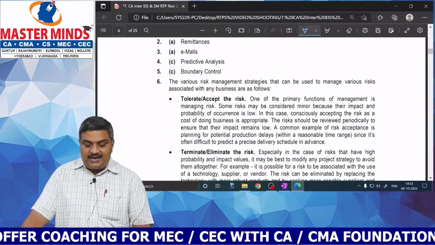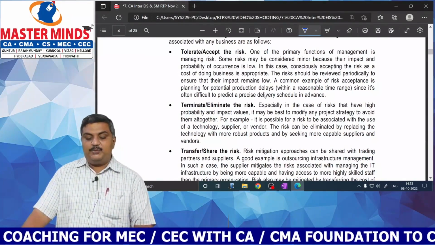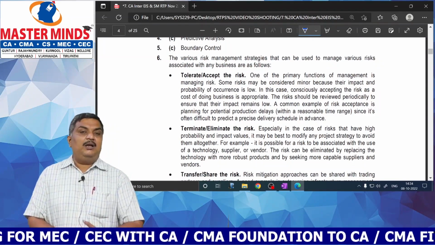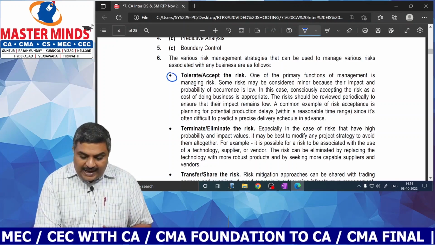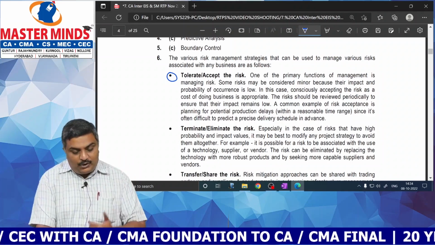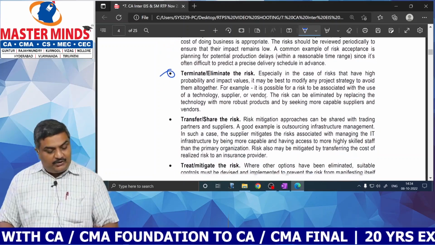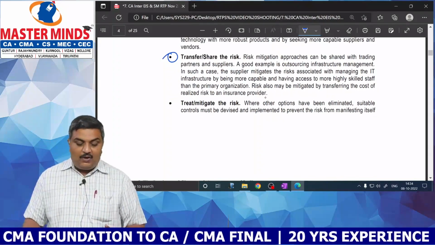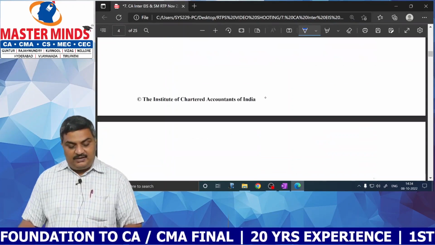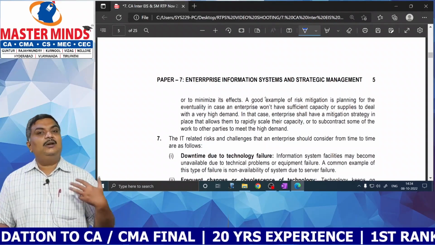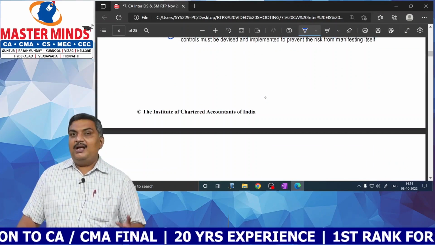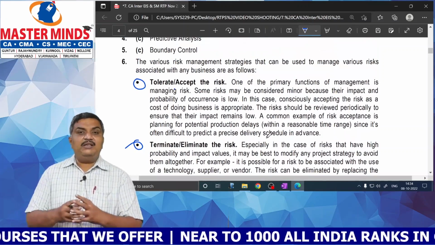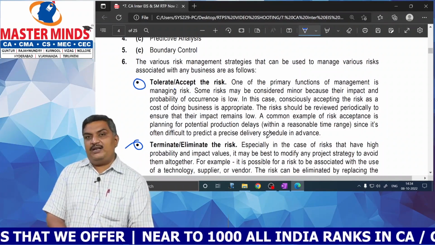Now let us look at the answer. What are the various risk management strategies that are available? Either you have to tolerate or accept the risk, or you have to terminate or eliminate the risk, or you have to transfer or share the risk with others, or you have to treat or mitigate the risk. These are the risk management strategies. Now let us try to understand them one after another.